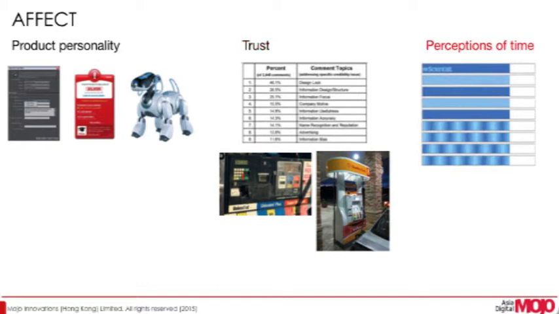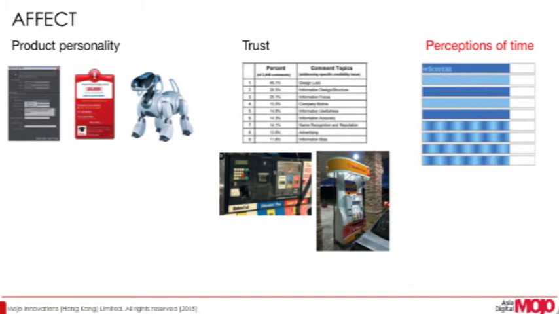The last example is about perceptions of time. Look at the different time scales. How do you feel? And actually, based on some research, by using an affective animation, it can seem like a file is downloading 11% quicker than it really is.